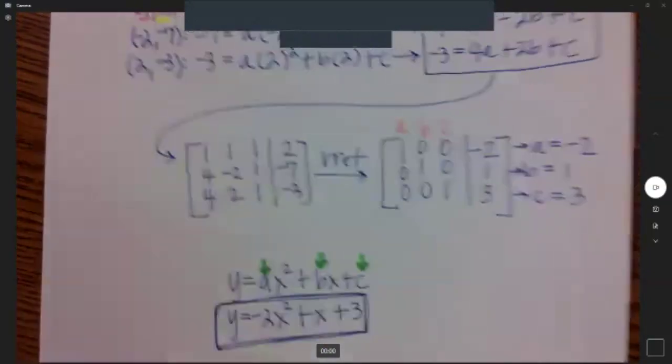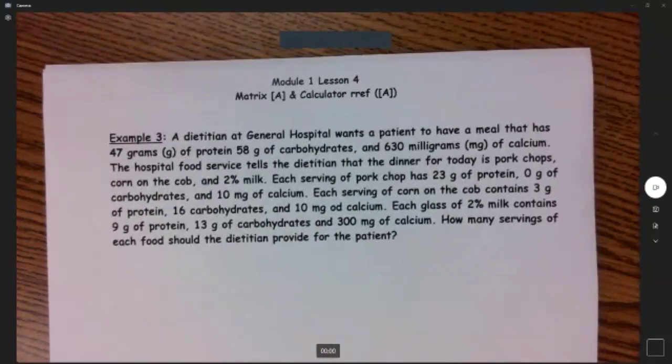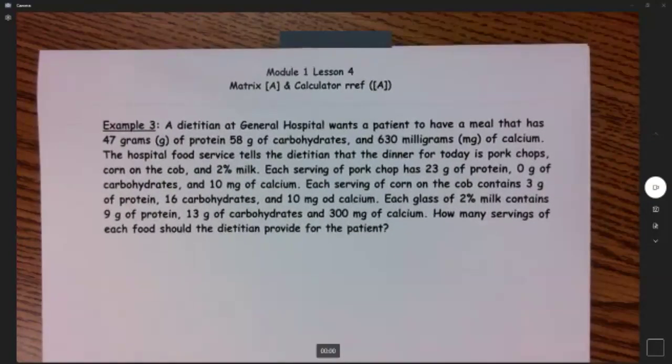Let's do one more application problem. And I'm going to have you pause this and read this problem so you don't hear me read this extremely long problem. So pause it, read the problem, and then hit play, and we will work this problem out. Okay, so the hardest part about this is the setup.